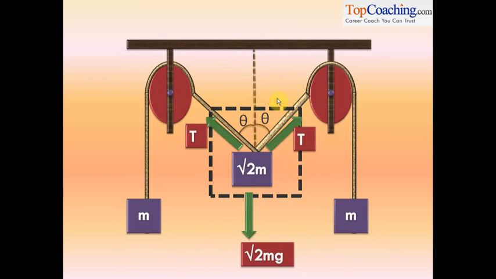The tension will be the same in this case because there is only one string going from one end to the other end, isn't it? So the tension will be the same. However, since there are two portions of the string, two tension forces will act on the square root of 2 into m mass. The force acting downwards will be root 2 mg, isn't it? The gravitational force on the root 2 m mass.